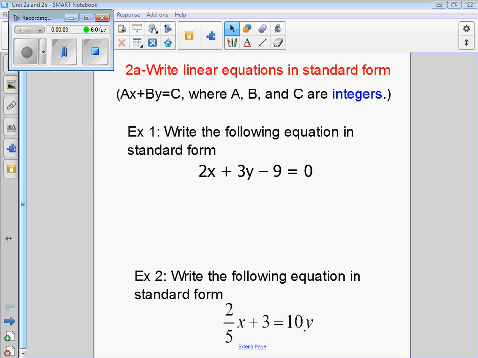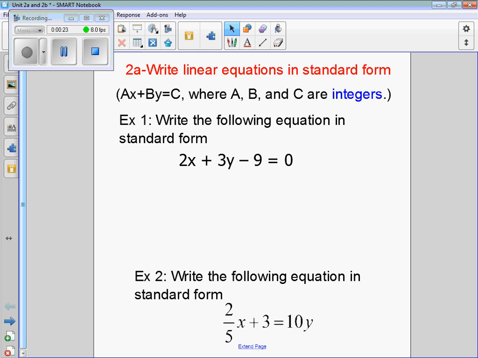Algebra 2 trig. It's Unit 2, specifically 2A, writing linear equations in standard form. Standard form is ax plus by equals c. A, b, and c have to be integers, so no decimals, no fractions. So example 1, let's write this in standard form.